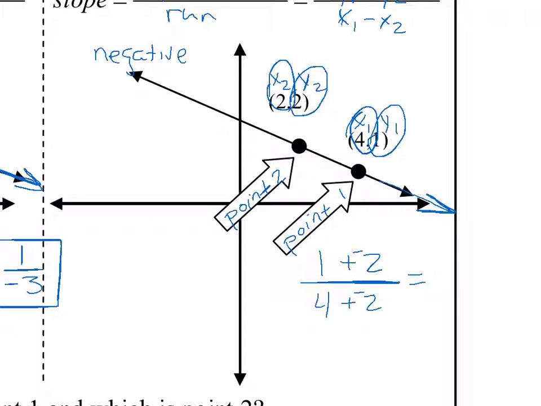I've already told you the answer is no. What I'm going to do in a second is prove that to you by erasing this work and then doing it the other way. All right? So I've got 1 plus negative 2. That's going to give me a negative 1 over a 4 plus a negative 2, which is going to give me a 2. I got a negatively sloped line. Sure enough, this should be a negative slope.